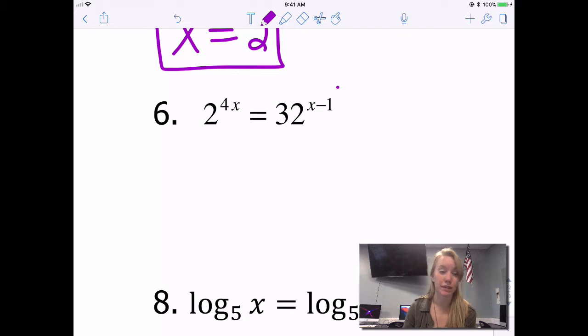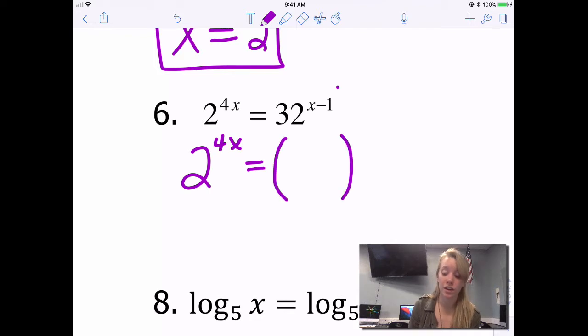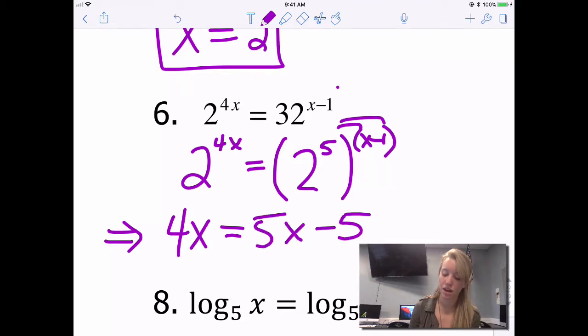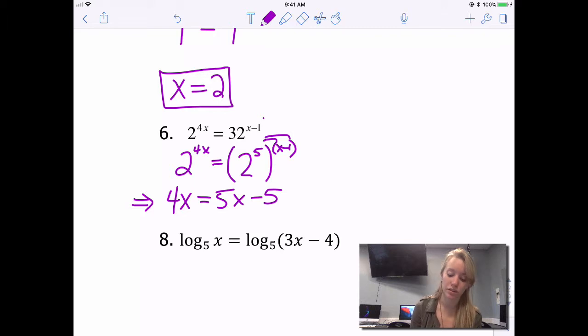Okay, number 6 is similar to the last one. I've already got 2 to the 4x, but 32 isn't an equal base. So I can think, 2 to what power could give me 32? Like, is it possible to relate those bases? And it is. So 2 to the 5th, and then I've still got that x minus 1. You can't lose it. And then I can say, if the bases are the same, then I can write 4x equals 5x minus 5. And then I can solve.